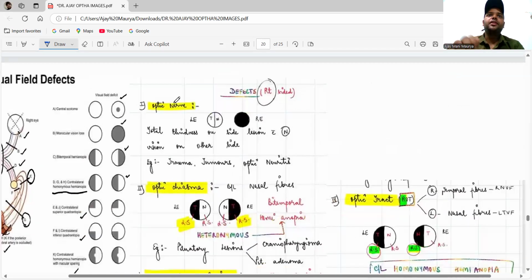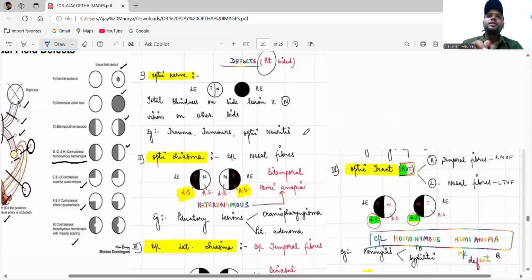This is for the optic nerve, guys. This is the right eye. This is the left eye. Total blindness on the side of the lesion with normal vision on the other side: one eye is totally blind, the other side is normal. This is the optic nerve lesion. You'll get this image. Examples are trauma, tumors and optic neuritis.